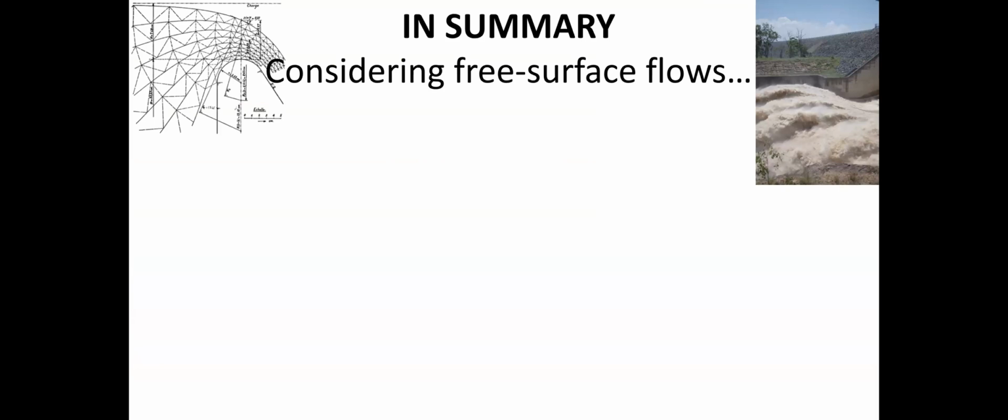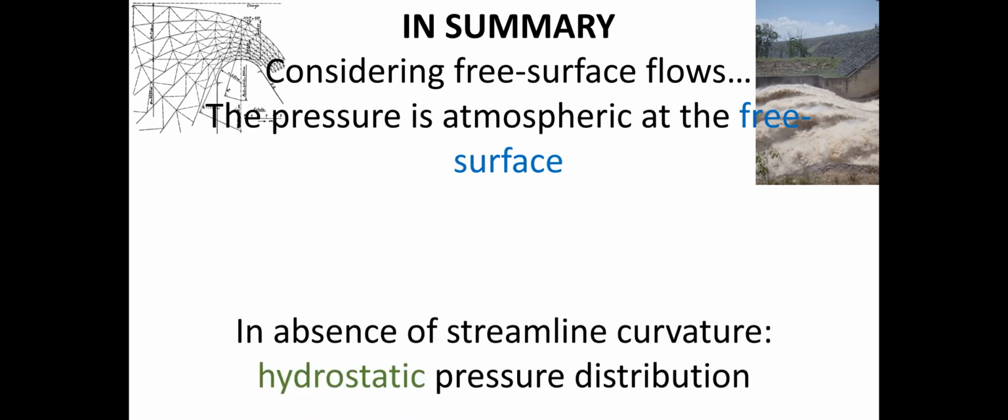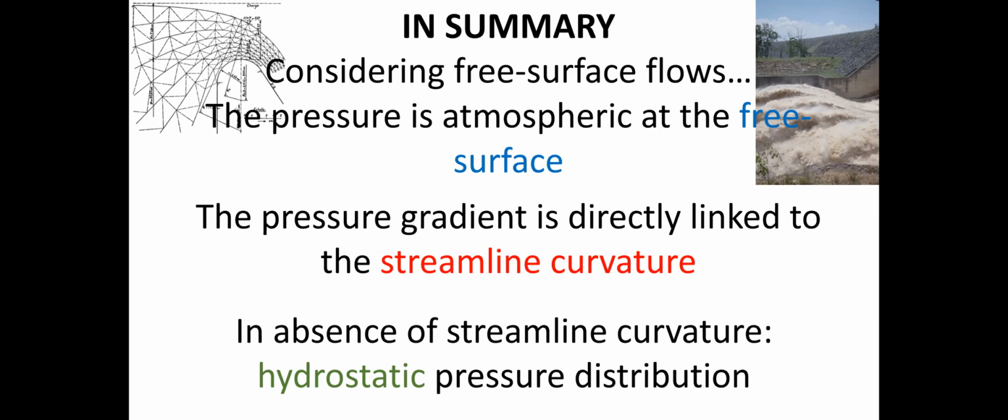In summary, when considering free surface or open channel flow, the pressure is atmospheric at the free surface. And in absence of streamline curvature, the pressure distribution is hydrostatic. And when there is streamline curvature, the pressure gradient will differ from hydrostatic, and this difference is directly linked to the streamline curvature.